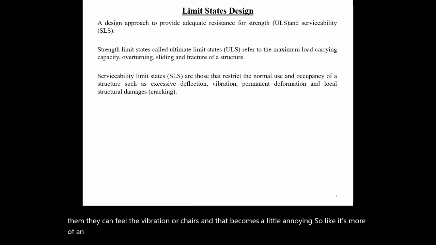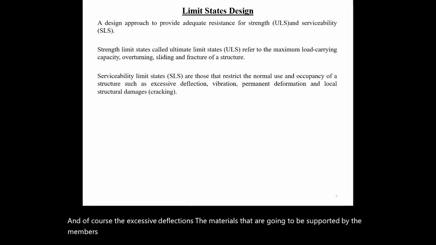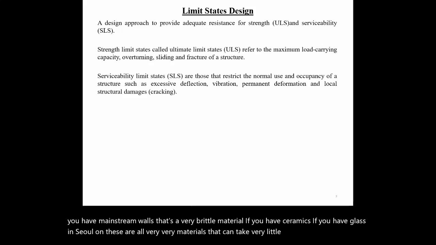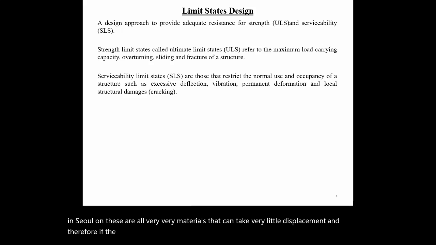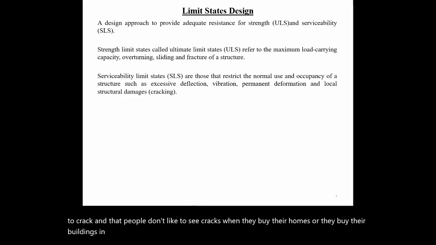And of course, there are the excessive deflections and the materials that are going to be supported by the members. If the deflection is too excessive, certain materials are very, very brittle. For example, masonry walls are a very brittle material. Ceramics, glass and so on are all very brittle materials that can take very little displacement, and therefore if the material is being supported by something that has excessive deflection, it's going to crack. People don't like to see cracks when they buy their homes or their buildings, and therefore that becomes another issue.